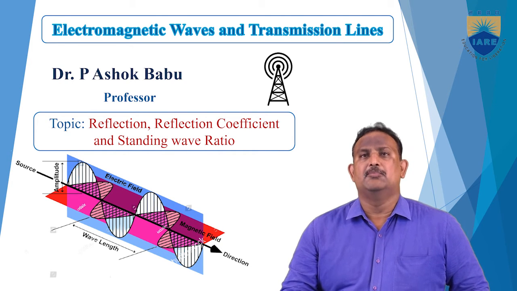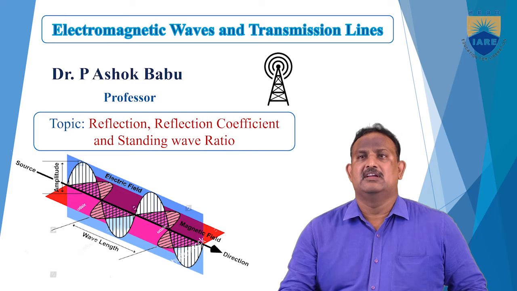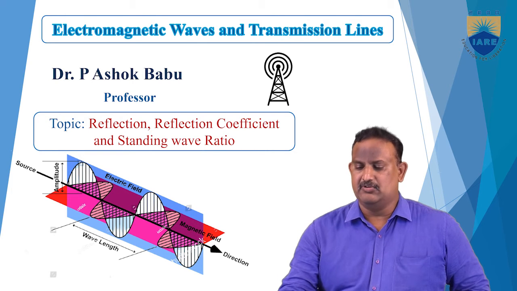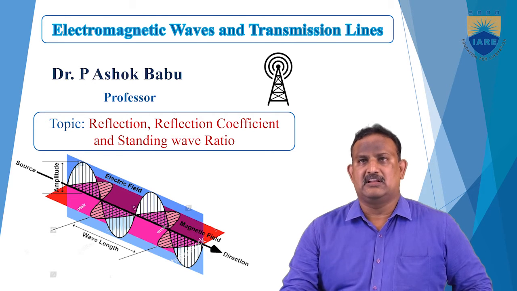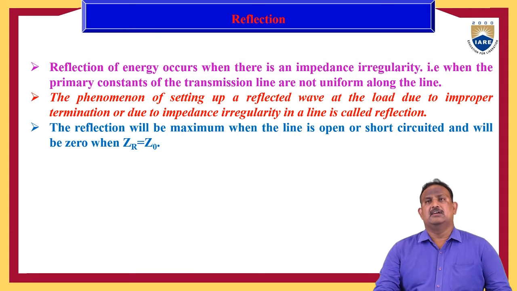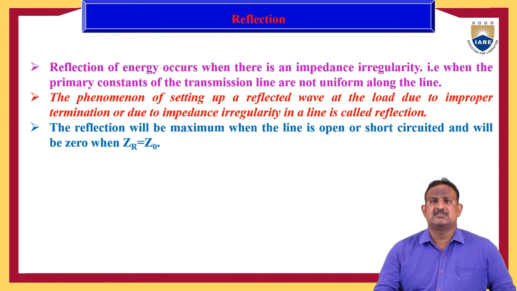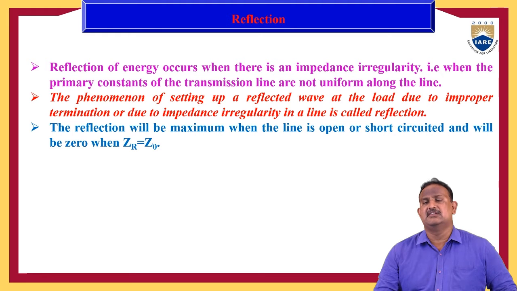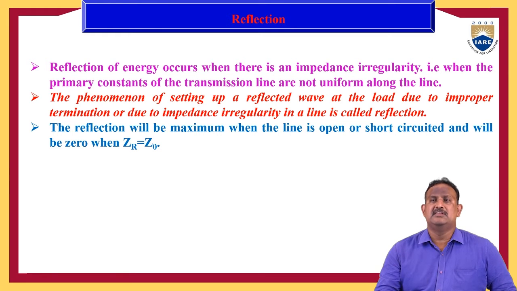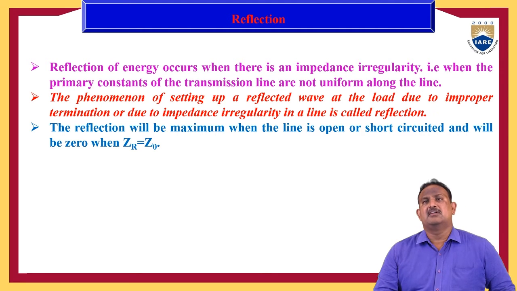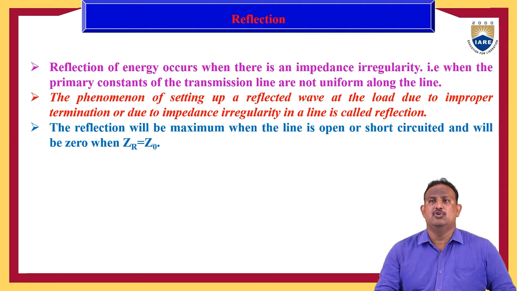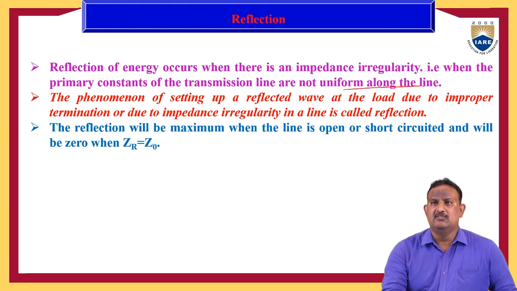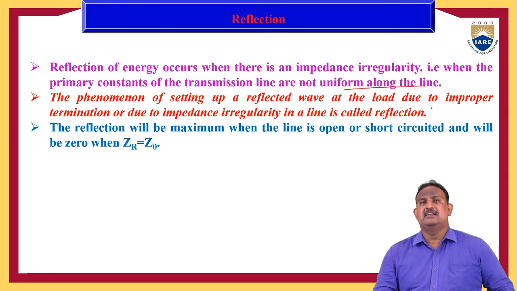In this video, I am going to discuss the reflection coefficient and standing wave ratio of a transmission line. Reflection of energy occurs when there is an impedance irregularity. That is, when the primary constants of the transmission line are not uniform along the line, then we may have reflection in a transmission line.